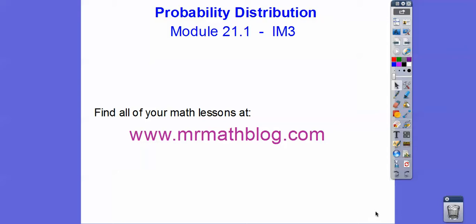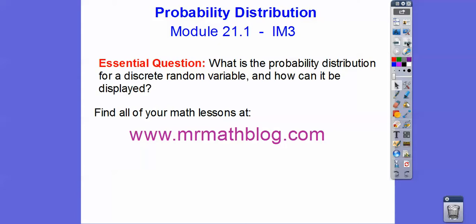Hey folks, probability distribution. We're now back in our IM3 textbook. We veered out for about a week, went to our IM2 textbook in module 22 that we skipped last year, to talk about permutations and combinations. So here we're going to talk about what a probability distribution for a discrete random variable is, and how it can be displayed.